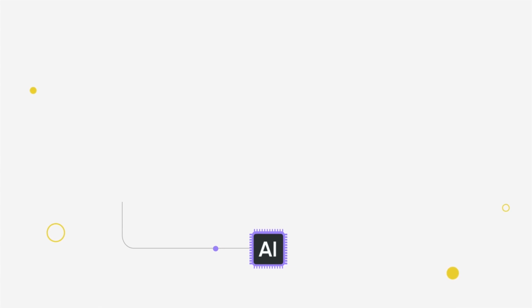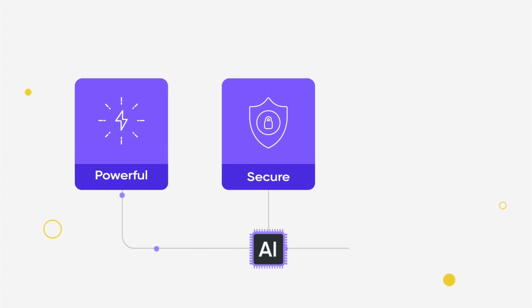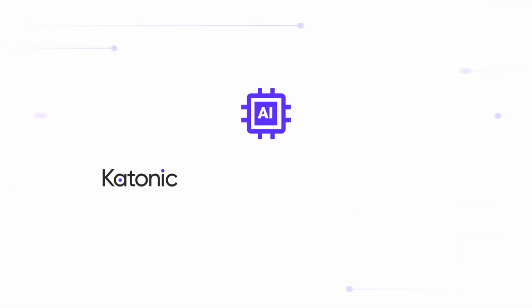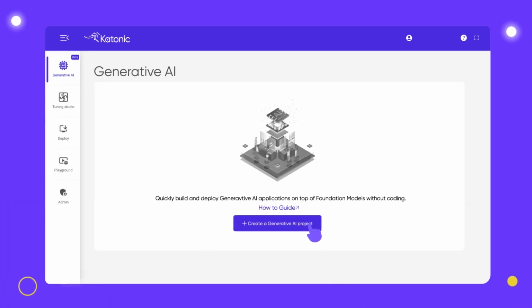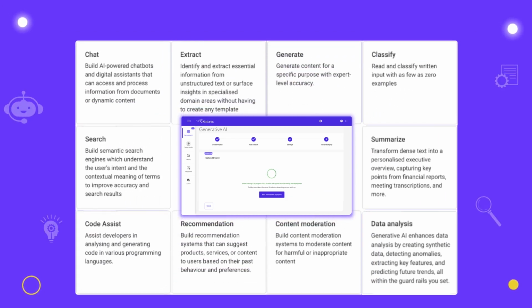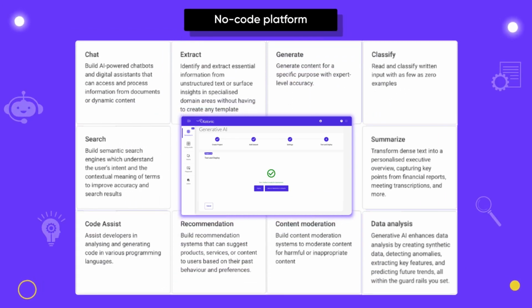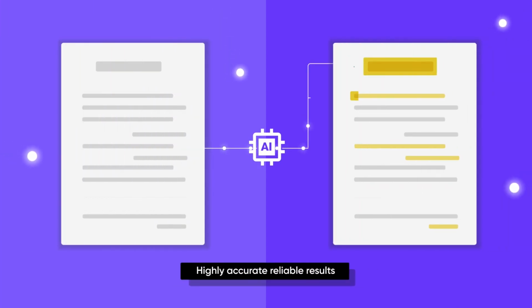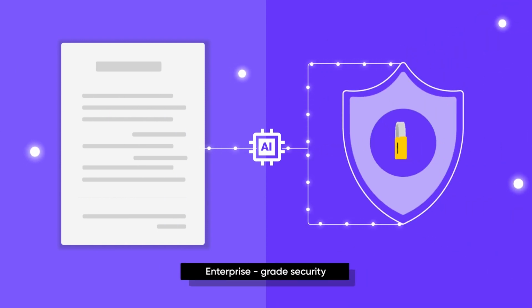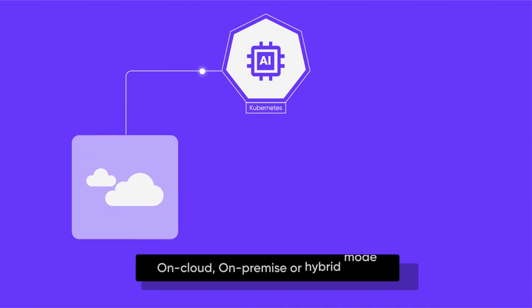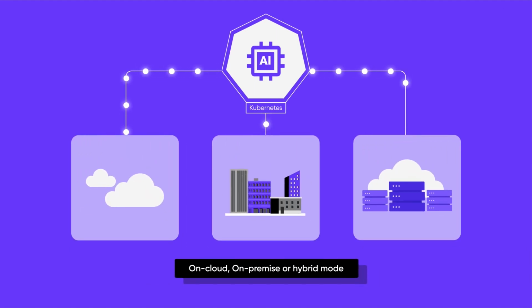That's why your business needs a generative AI solution that is powerful, yet completely secure and easy to use. Introducing the Katonic Generative AI Platform, a first-of-its-kind platform that lets you build powerful enterprise-grade generative AI applications in minutes without any coding. With Katonic AI, you can expect highly accurate and reliable results every time without worrying about your data or security. Katonic AI runs in Kubernetes and can be deployed on any cloud, premise, or in hybrid mode.